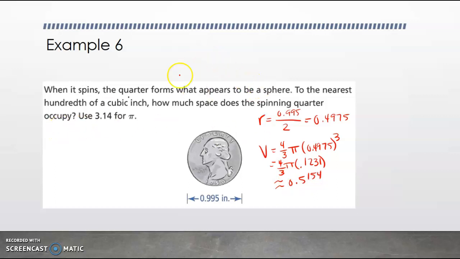0.5154. It says to the nearest hundredth, so that's 2 decimal places. So I'm going to look to this digit to know if I round the 1 up, and since this is a 5, this becomes 0.52 inches cubed because we're finding volume. So the volume, or the total amount of space the quarter takes up when spinning, is 0.52 cubic inches.